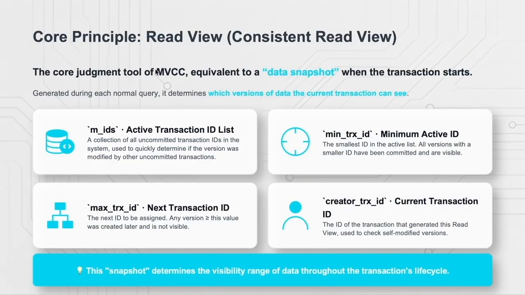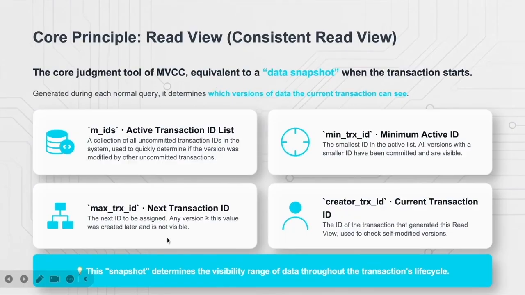The history classes I mentioned earlier are formally known as the read view or consistent read view. It's created when a transaction starts its first read and acts as a data snapshot. This read view is crucial because it defines the entire universe of the data that the transaction can see for its entire duration. A read view is an essential data structure that contains 4 key pieces of information which we can see on the screen. First, MIDs, the active transaction ID list.